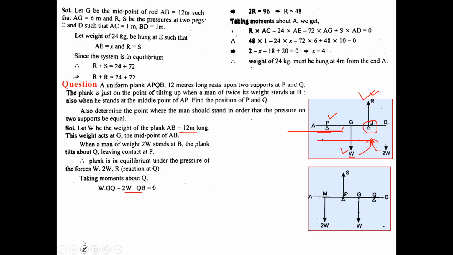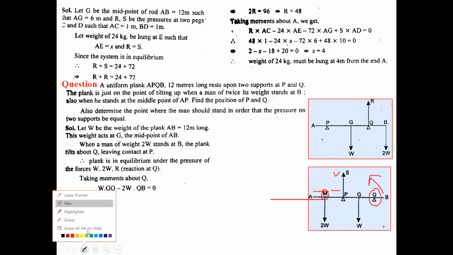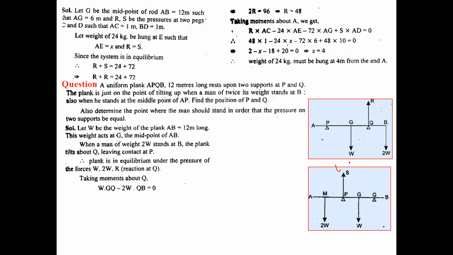Now the second situation of the question, when the man stands in the middle of AP. So this is AP, and the man is here. Now he is putting pressure here, then it will tilt up from this side, and the contact at Q will break. So in this case, we don't take the normal reaction at Q. We take only the normal reaction at P.